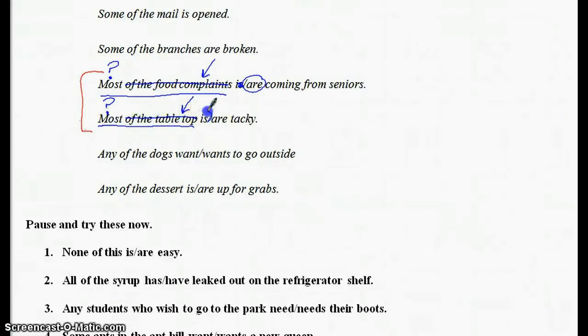The tabletop is tacky. And we see yet once again that though the synonym is the same, most, in this first example, the core noun in the prep phrase is food complaints. It's plural. The food complaints are. And in this one, the tabletop, our core noun, is singular. The tabletop is tacky. Go ahead and do these last two.